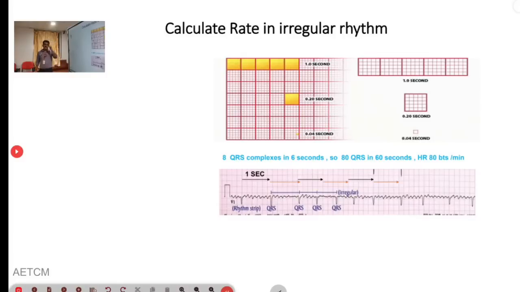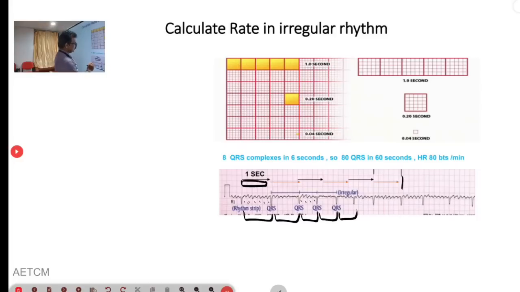Now, if the rhythm is irregular, you can see here the RR interval is totally irregular. So that is atrial fibrillation. You will learn what atrial fibrillation is afterwards. There, the other method is not possible, because here it has got 1, 2, 3, 4, 5, 6, but here only 1, 2, 3, 4 is there. So it varies, because the RR interval is varying. There is another method. You can take 6 seconds. 1 second is 5 large squares. So like that you take 6 seconds.